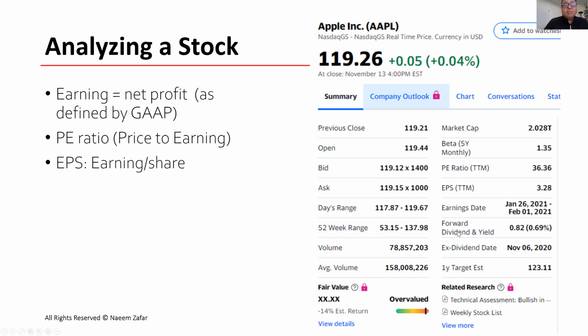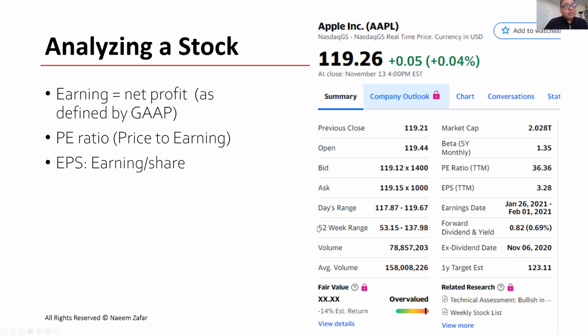Is there a yield? Does it give dividend? Yeah, it gives an 82 cents dividend per share. That's 0.69%. When is the date the dividend will be given? All the shareholders who were registered as of November 6, 2020 will get this dividend. So a lot of people buy the share just before this date and sell after this date just to collect the dividend. So there are some rules about how long you have to hold it.